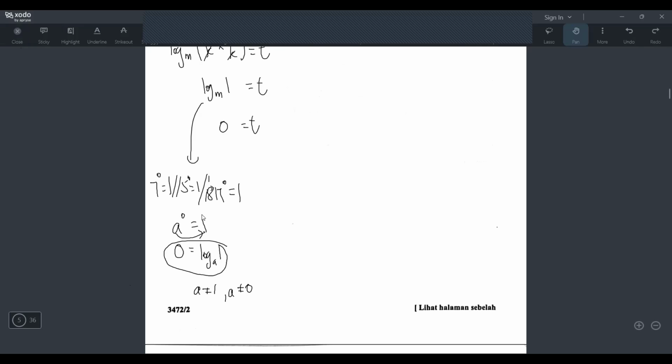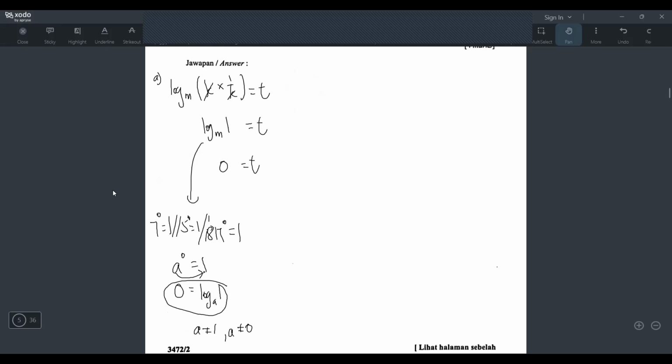So hope you understand my explanation here. So remember, anything power 0 is 1. And then when you move the number base to the other side, it becomes the log base. That is why log 1 base a equals 0. And the a can be any number except 1 and 0. Because if it's 1 and 0, it will not be 0. It will be 1 and math error. Yeah. So that one is a special case. So don't worry too much about that.